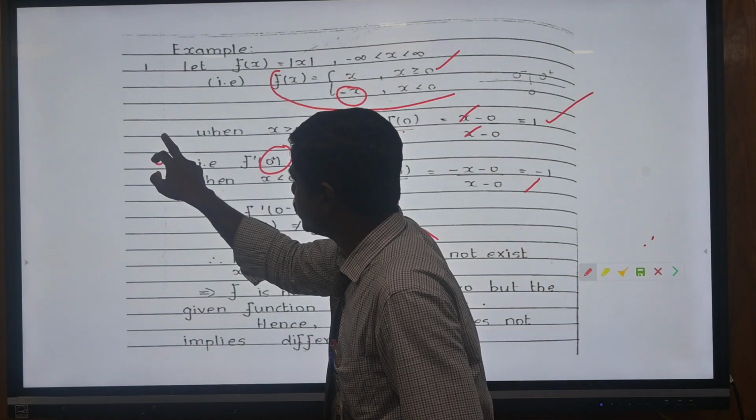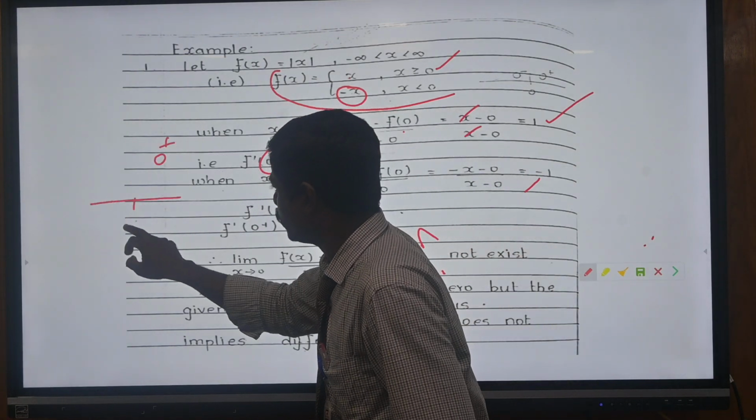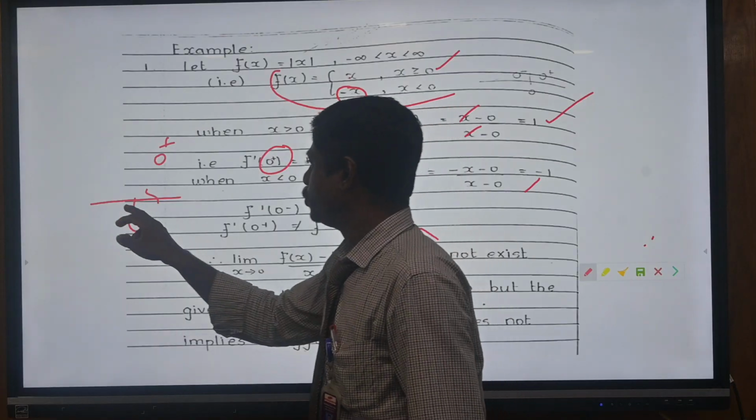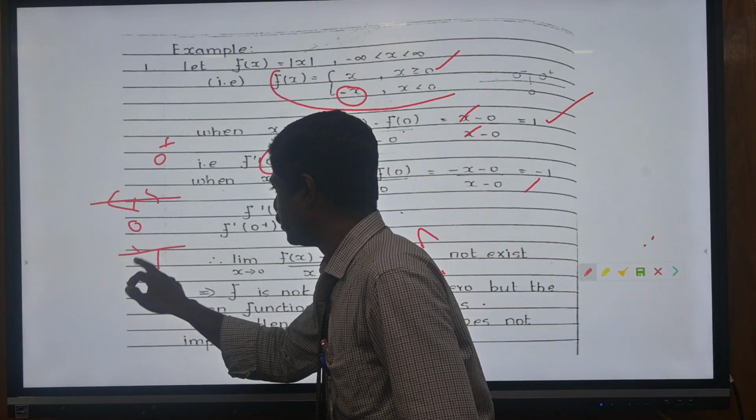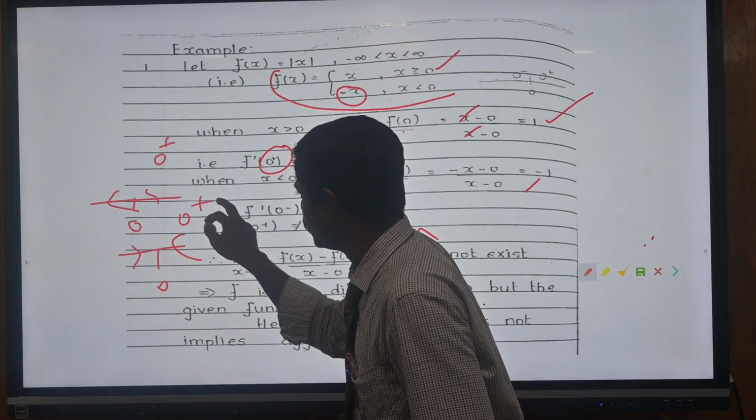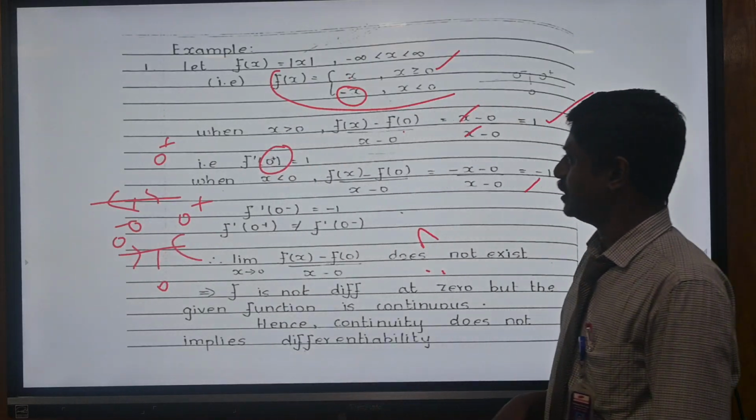What is the meaning of 0 plus? This is the right hand side, and 0 minus is the left hand side. When you approach the point 0 from the left hand side or right hand side, this is called 0 plus, and this is called 0 minus.